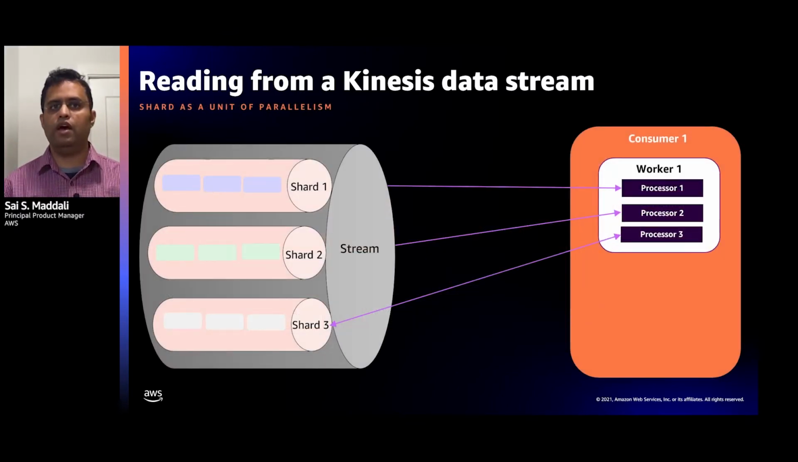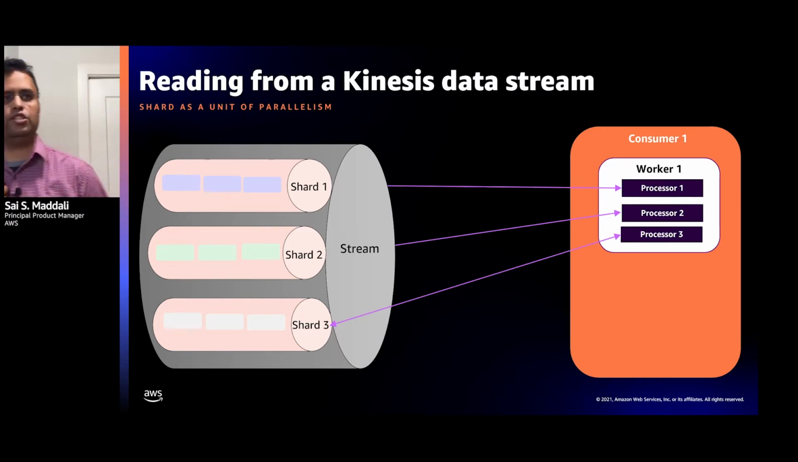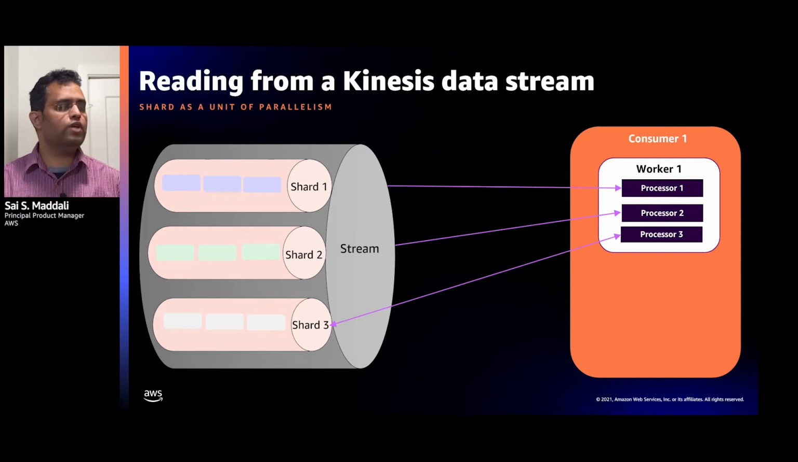But the other thing that I do want to talk about is how shards also act as a unit of parallelism, right? So yes, you got all the data in shards. Now you have to process them, and you want to process them at really low latency. The way Kinesis enables you to do that is by creating a record processor, as you can see in this picture, for each shard that you have in your Kinesis data stream. So in this example, you have 3 shards, and I have one instance, which is called a worker in Kinesis data streams, and I have 3 record processors.